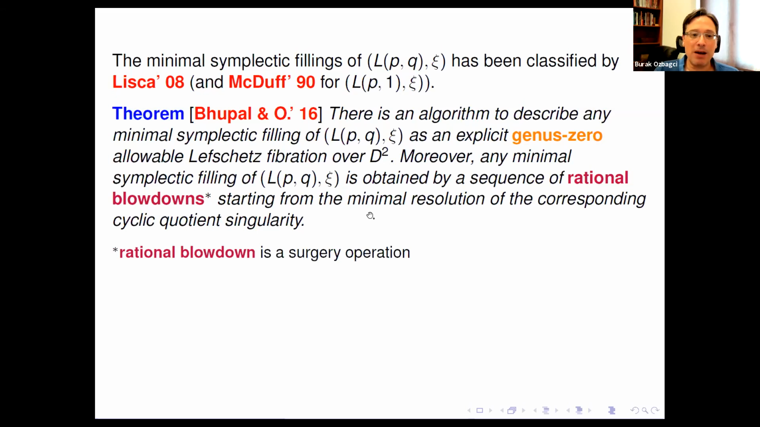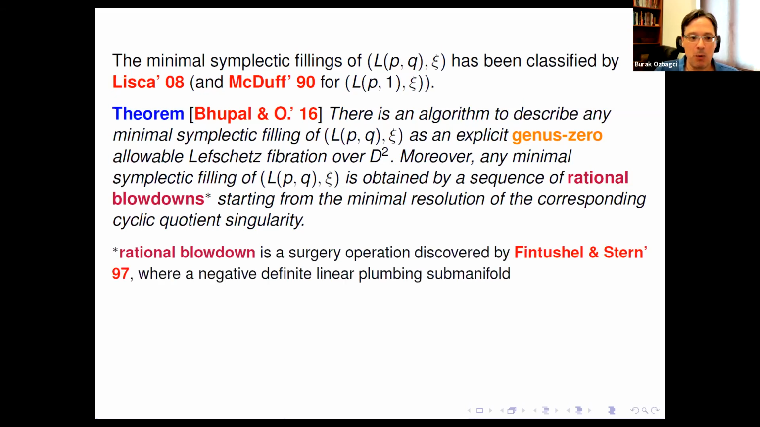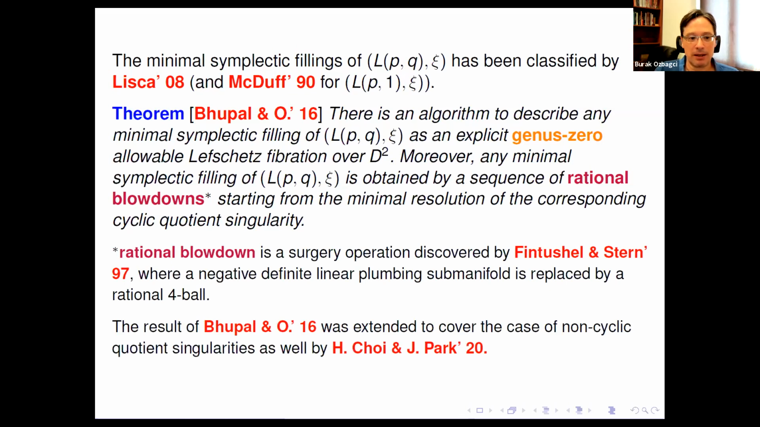Rational blowdown here is a surgery operation discovered by Fintushel and Stern, where a negative definite linear plumbing submanifold is replaced by a rational 4-ball. And this result of Mohan Bhupal and myself was extended to cover the case of non-cyclic quotient singularities as well by Choi and Park very recently.